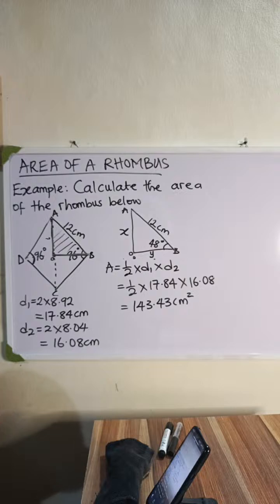You might be given the two diagonals and you're expected to calculate the area. You might be given one diagonal and one side. Remember, all the sides are equal. So one diagonal, one side, and you're expected to calculate the area, or one side and one angle, and you're expected to calculate the area. So these are just the three different situations that can occur.